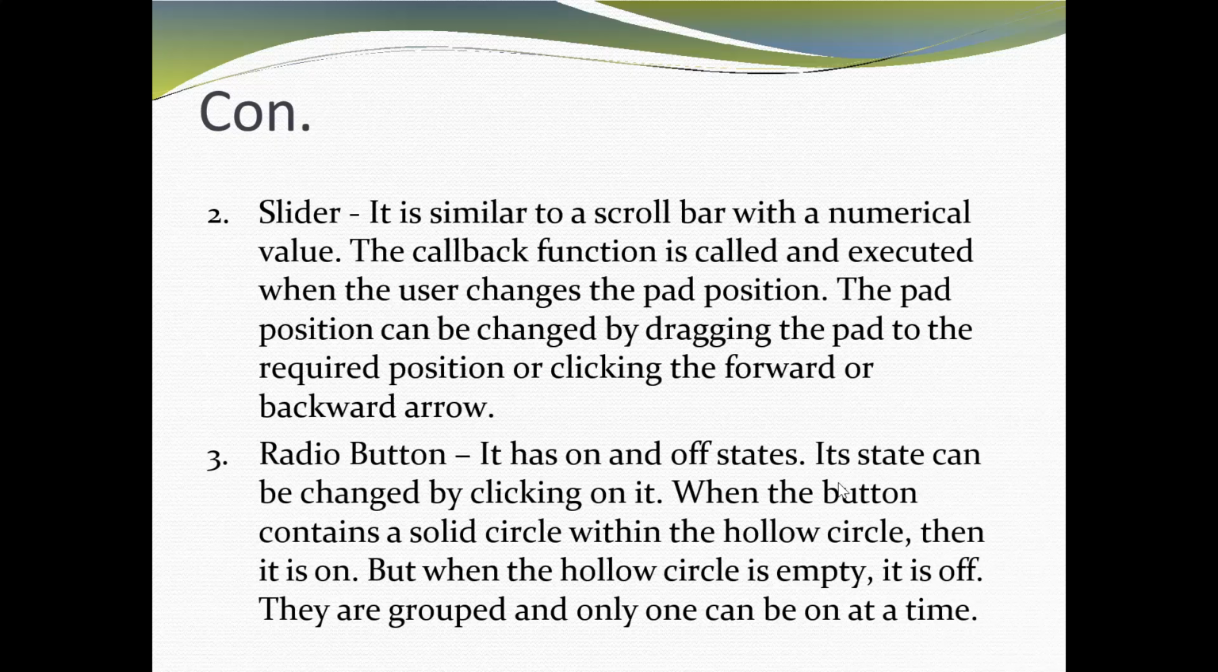Component number three is the radio button. It has on and off states. That means it is either on or off. You cannot select more than one radio button. Its state can be changed by clicking on it. When the button contains a solid circle within the whole circle, then it is on. But when the whole circle is empty, it is off. They are grouped and only one can be on at a time.